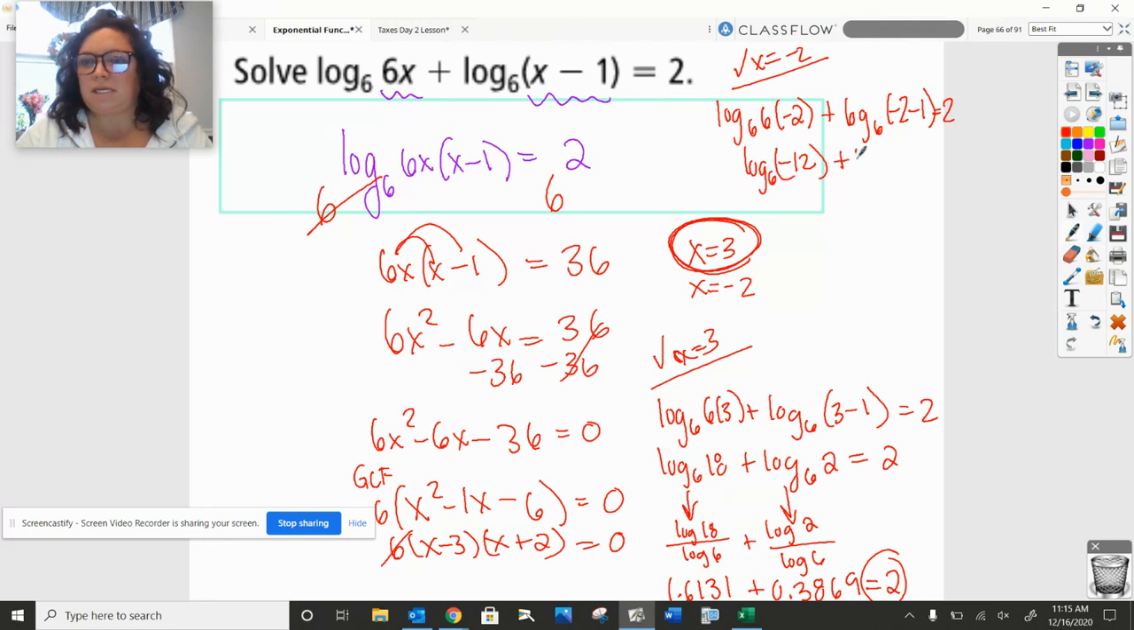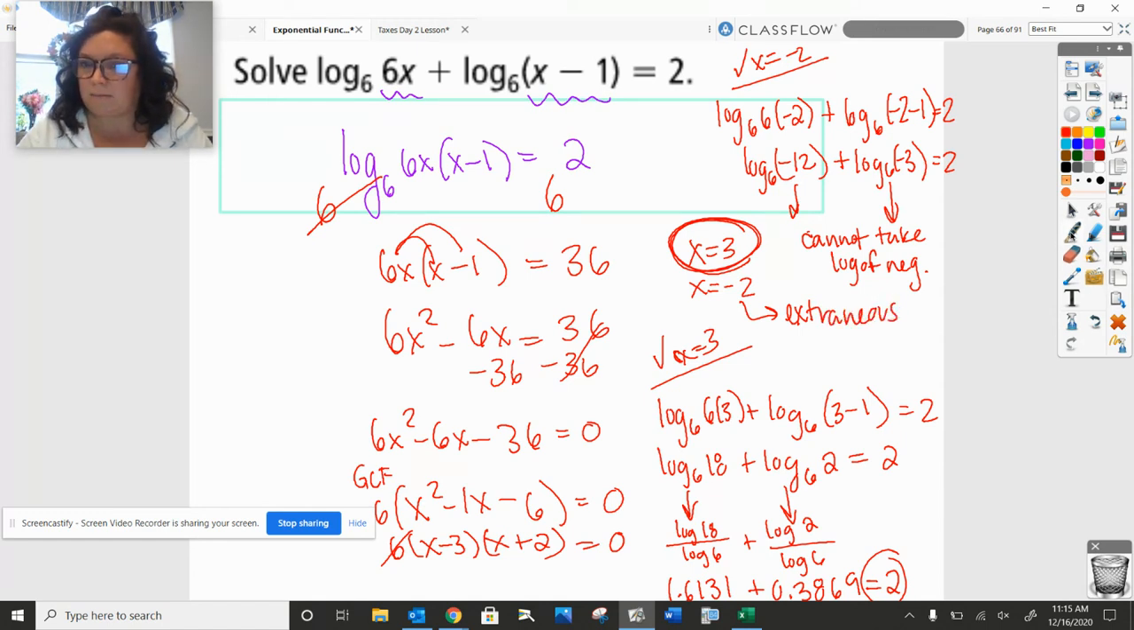And the moment I see that I'm going to have to do a log of a negative here, actually twice, I would just say I can't do that because I can't take the log of a negative. And even if you try, it will give you an error on your calculator. So because of that, I'm going to have to say that x equals -2 is an extraneous solution. I needed him to get my real one, but he's extraneous.